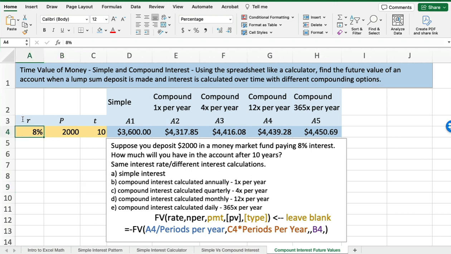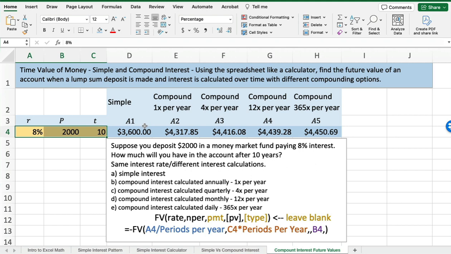So notice over here in column A, we have our given interest rate is typed in there. Column B is our present value, so that's going to be just the initial deposit that we're putting in. And then T is time in years again. So basically, those three numbers have to be provided by the problem or by us.